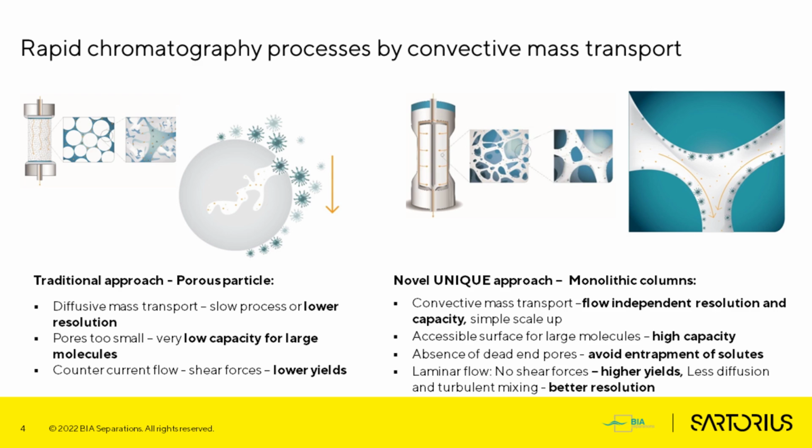On the other hand, monolithic columns come in very handy to solve this problem. In monolithic columns, we have channels rather than pores. There are no dead-end pores, and all the channels are connected to each other. All of the surface is easily accessible for large molecules, which allows us to have high capacity. This kind of design avoids the entrapment of solutes, and all of the molecules are passing without the turbulent flow. We have very good resolution, which is flow independent, which means that you can go as fast as you want. There are, of course, certain limitations when it comes to pressure, but our housing and the monolith itself can withstand quite high pressure. So usually the limiting factor is going to be the sensitivity of your biomolecule to the pressure.